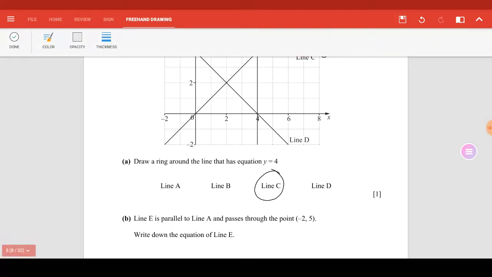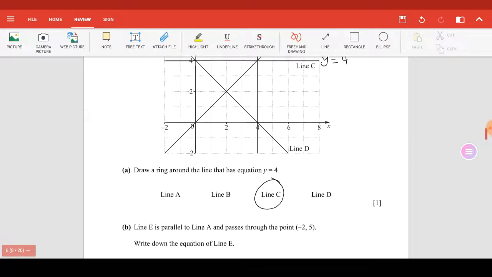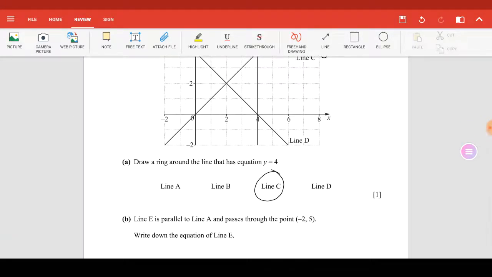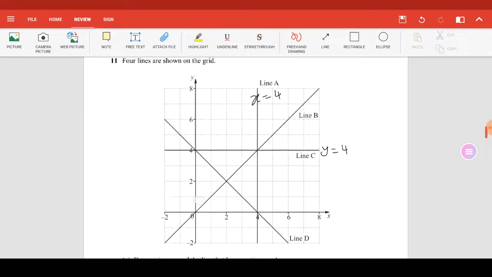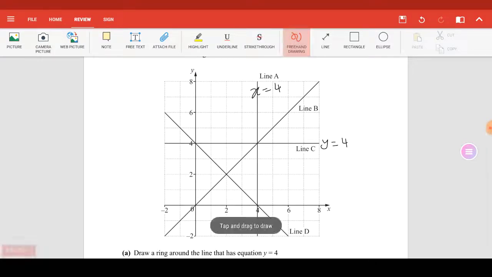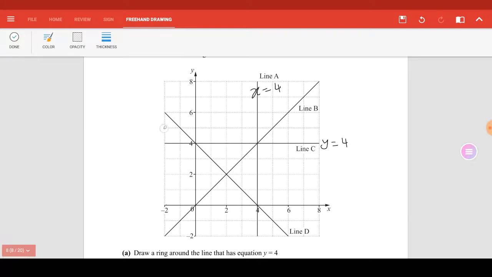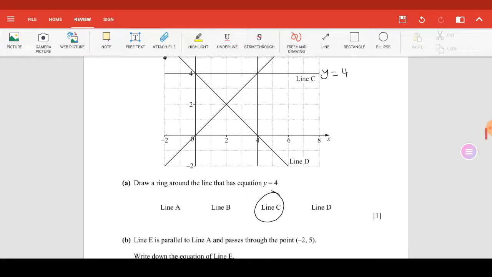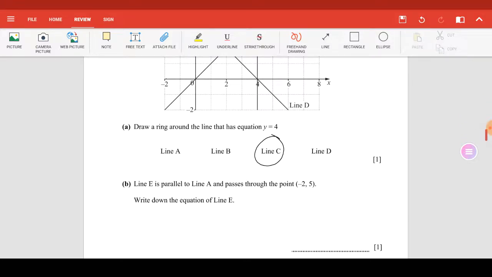Line E is parallel to line A. Line E is not drawn. It's parallel to line A and passes through the point -2 and 5. This is -2 and 5 in this place. Let me check if I read it right. Line E is parallel to line A and passes through -2 and 5. Okay, write down the equation.